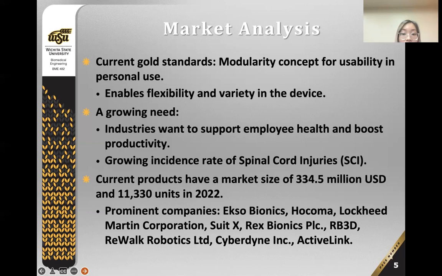ActiveLink. These companies all make different kinds of exoskeletons, where some designs are wearable body robots, whereas others are more focused in specific areas of the body, such as the arm, wrist, and leg. There's a large range of current products out there in the exoskeleton market.